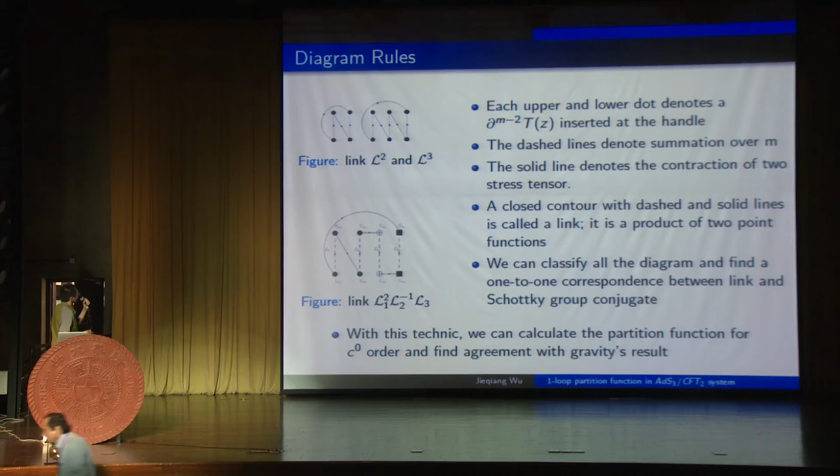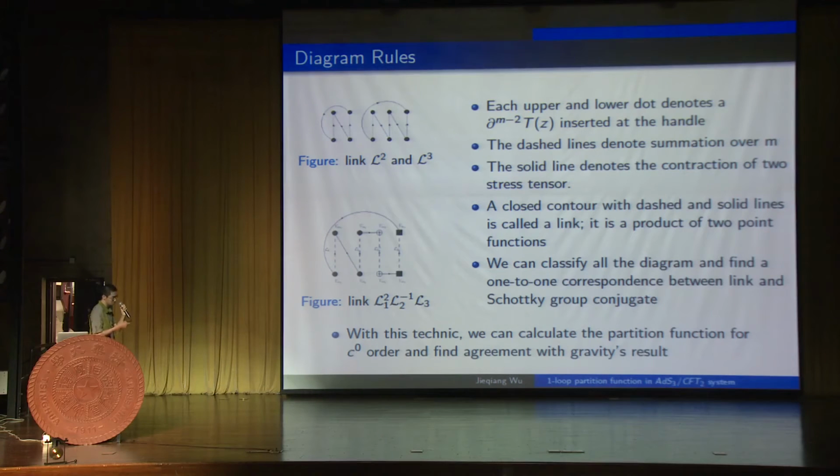And with this diagram rule, we can calculate the partition function, and our results match with gravity. That means up to the c^0 order, the partition function on the gravity side and the field theory side match with each other. For more detail, please see my poster.